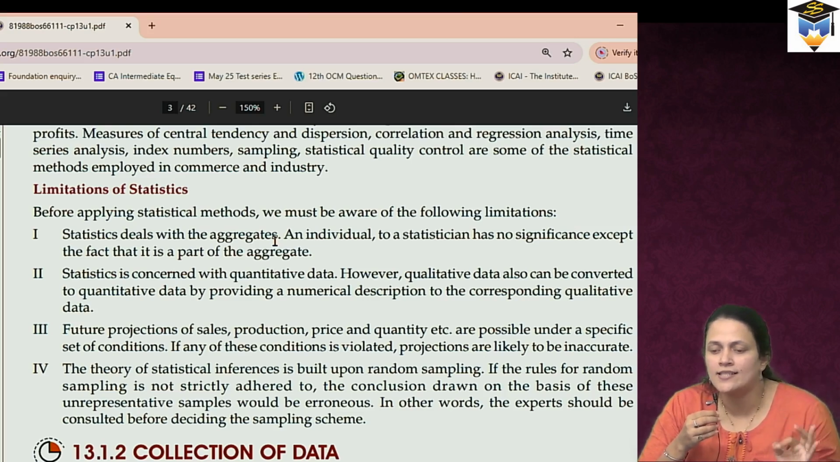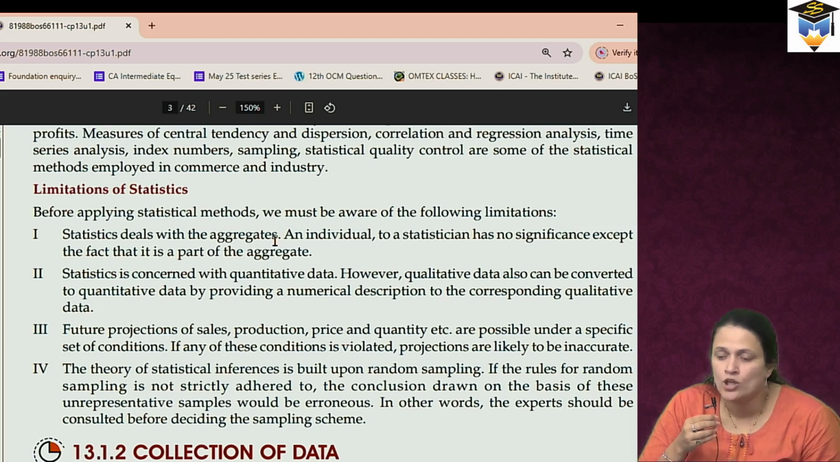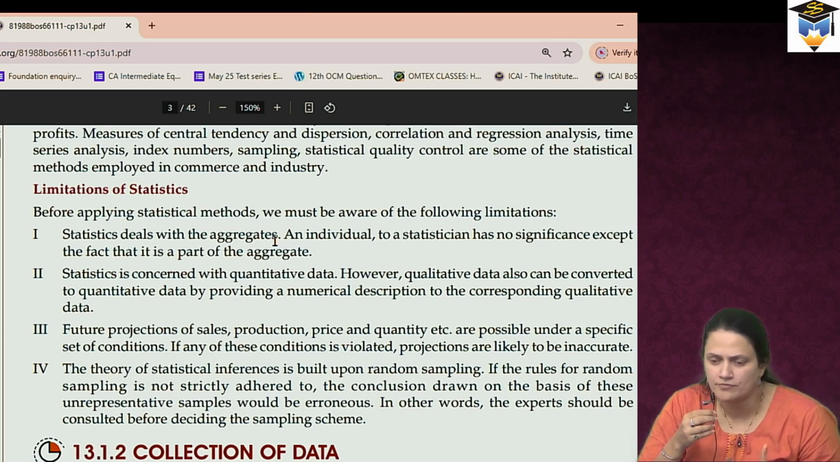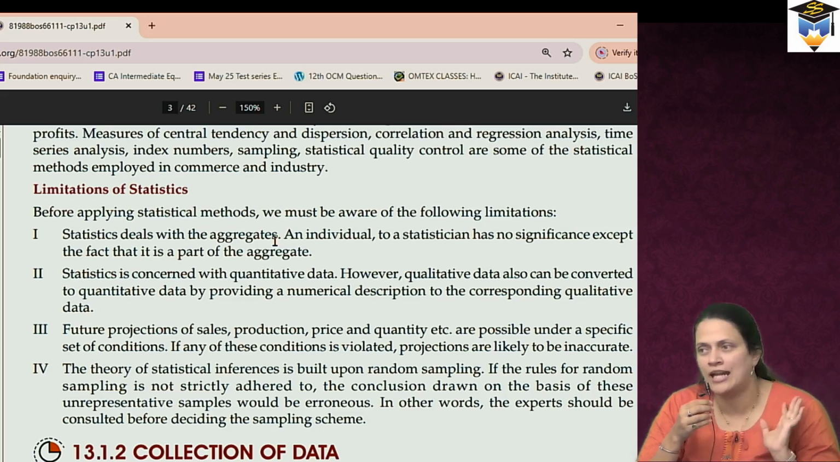Second, statistics is concerned with only quantitative data. However, qualitative data can also be converted to quantitative by providing a numerical description. So basically, numbers are very important in statistics. So quantity is important rather than quality. Understood? Next, future projections of sales, production, price and quantity are possible under a specific set of conditions. If any of these conditions is violated, then projections are likely to be inaccurate. If the set of conditions are not followed while the data is getting collected, then that is an error again.